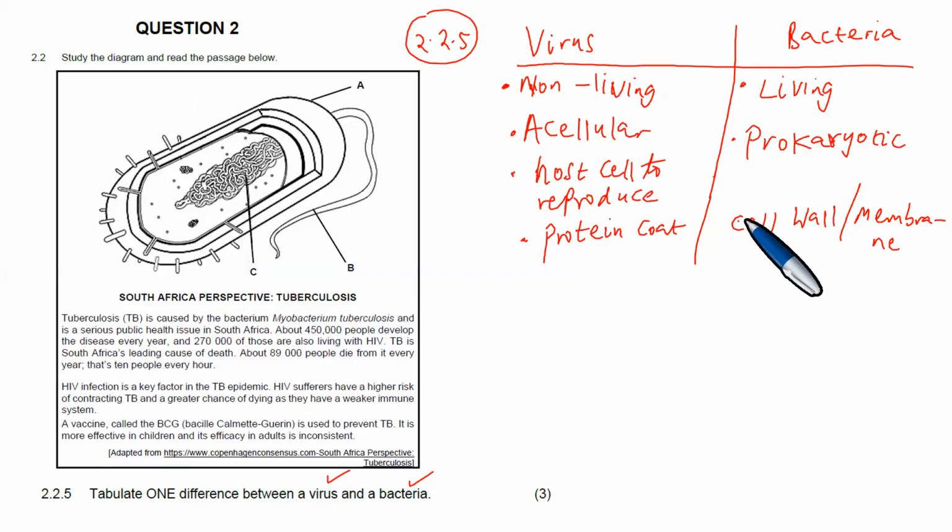So what do you think the corresponding point is going to be for bacteria? Bacteria can reproduce on their own. Yes, that's correct. So in other words, here, write: bacteria can actually reproduce on their own. There we go.